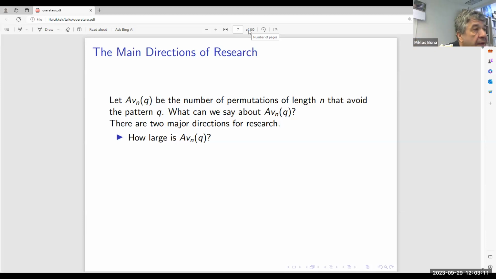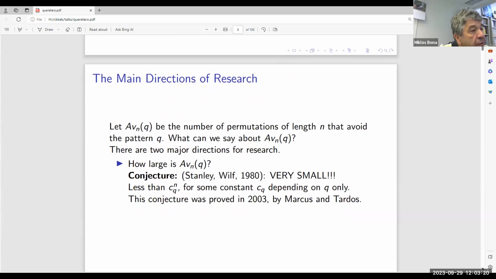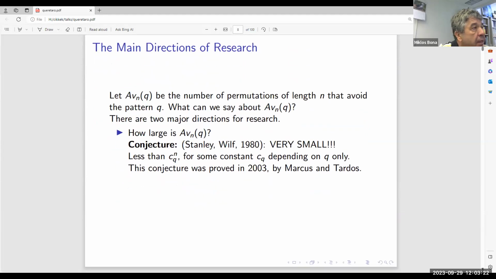Then there are 2 major directions for research. The first one is how large is this number? There was a conjecture from 1980 by Herb Wilf and Richard Stanley saying that this number is very small, meaning that for every pattern Q there exists a constant c_Q that depends only on Q, not on n, so that the number of permutations of length n that avoid Q is at most that constant to the n.